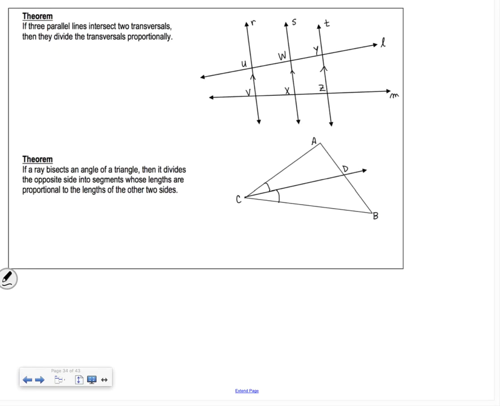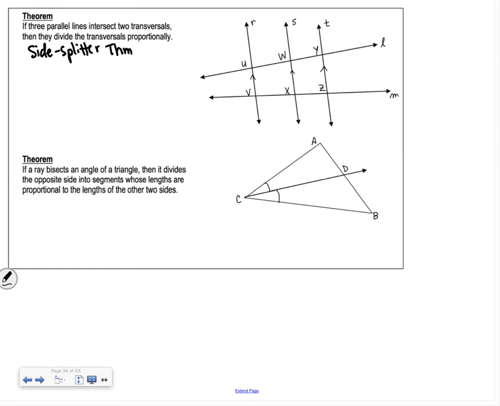All right, so the next one we sometimes call the Side-Splitter Theorem. I think your online homework refers to it as this, so if you see that, know what this is. It says if three parallel lines intersect two transversals, then they divide the transversals proportionally.